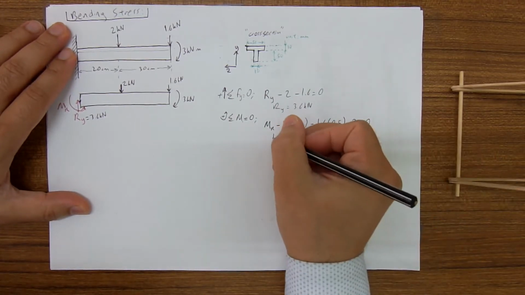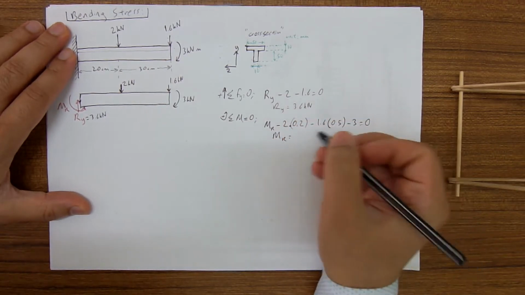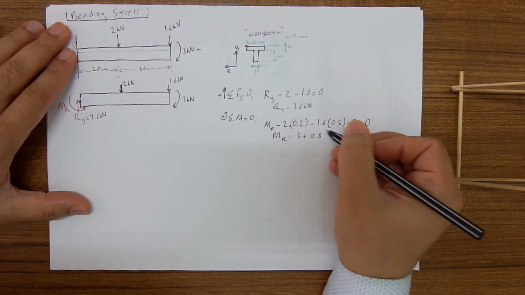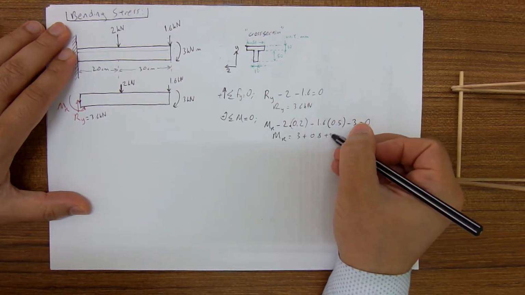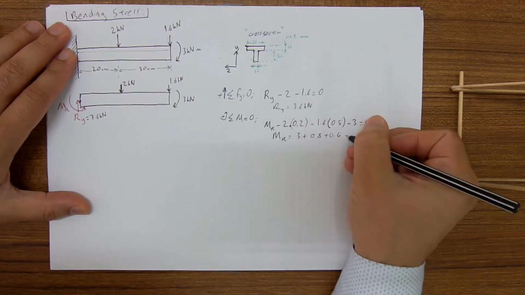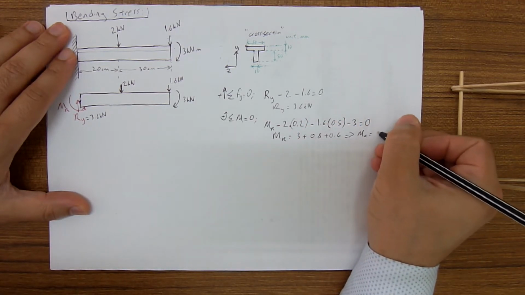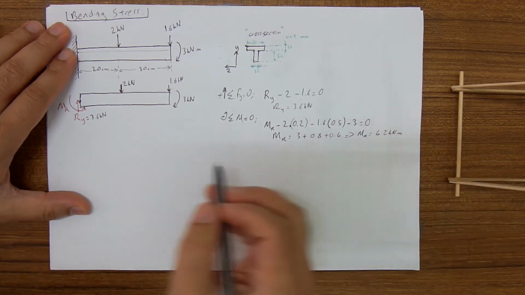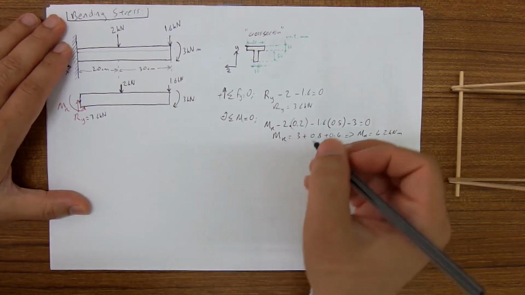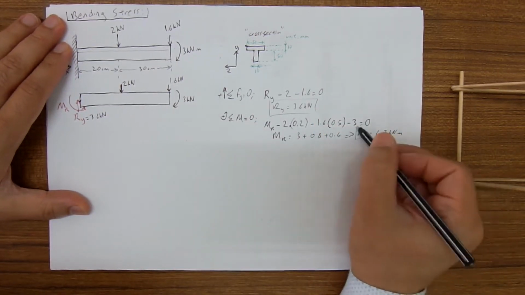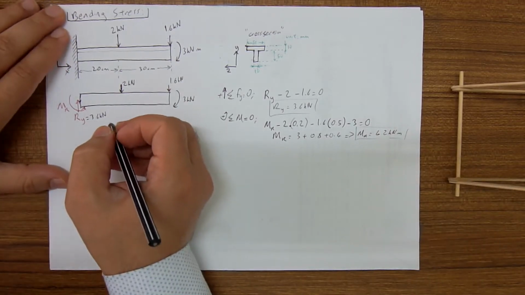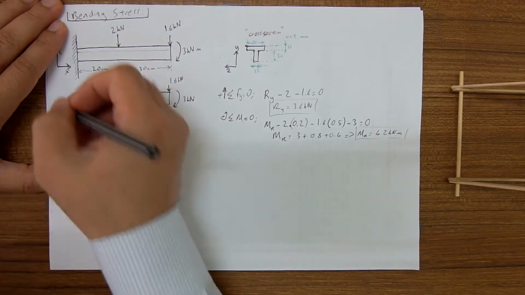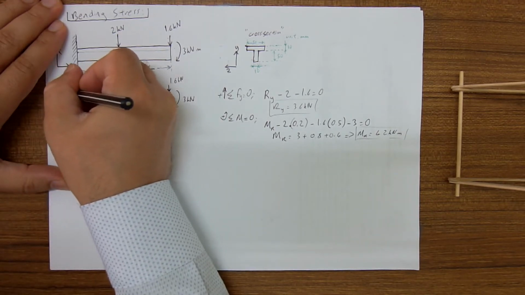equal to 0. From here Mr is equal to 3 plus this one is 0.8, this one is 0.4. Mr is equal to 4.2 kilonewton meters. So I have found all the unknown reaction loadings, reaction force and moment. This one is 4.2 kilonewton meter.